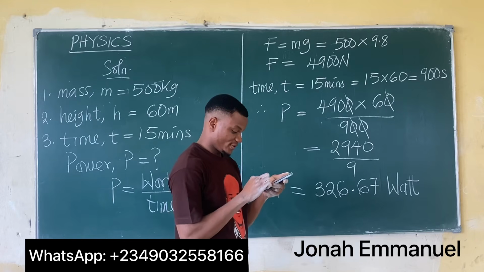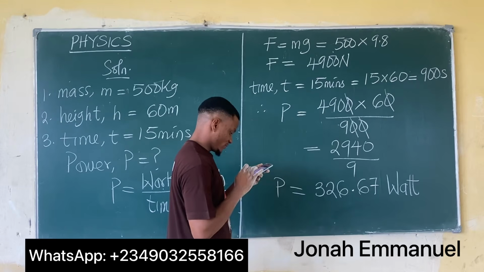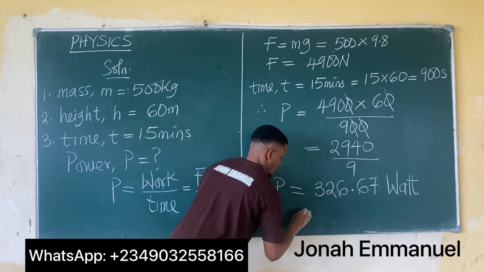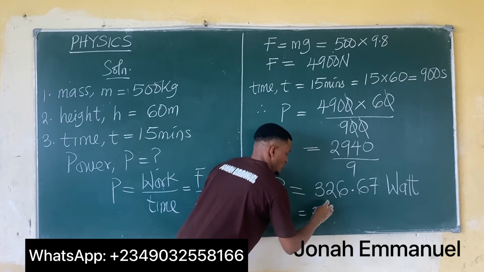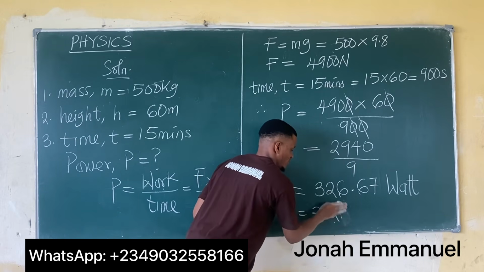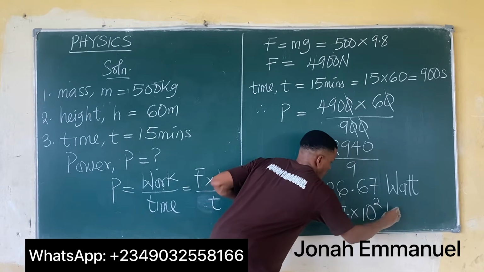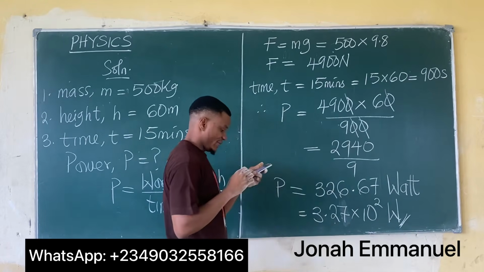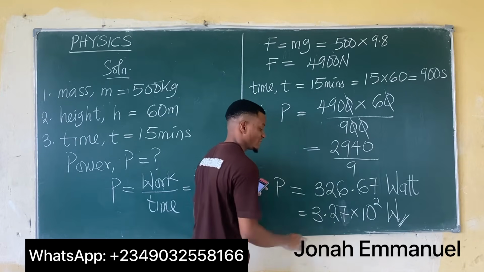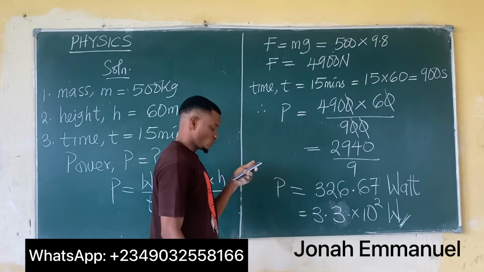So let's see our options. If you look at our options there, I'm having 3, 2, 6 or 7. So if I approximate, it's about 3 times 10 to the power 2 watts. But then I'm seeing approximation to 1 decimal place. So to 1 decimal place, it becomes 3.3 times 10 to the power 2 watts.